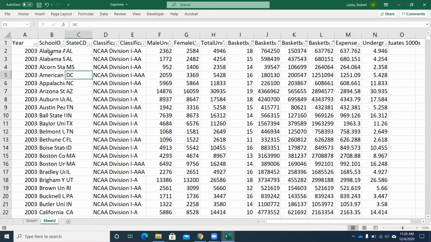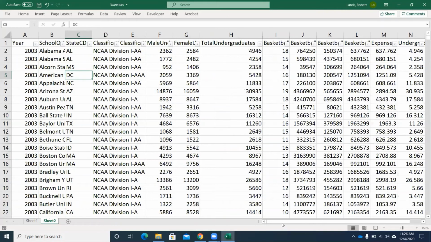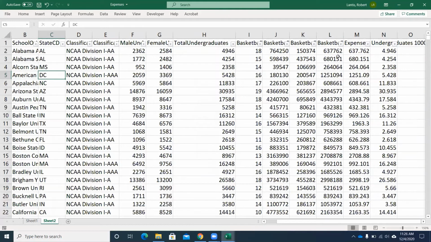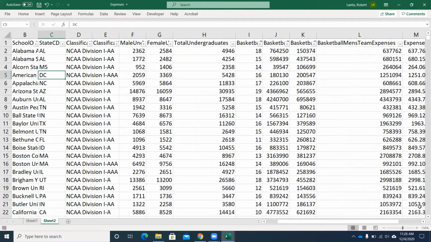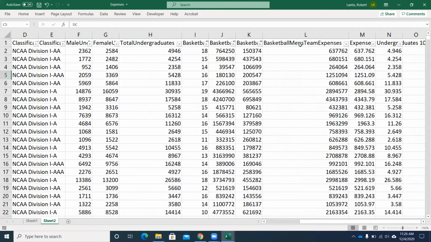Basically this was information on different schools, different universities, their total number of undergraduates. And the other variable I'm going to be interested in now is their team's basketball expenses. So last class we worked through an example where we said, potentially, success in NCAA basketball could increase the total number of applicants, which would subsequently increase total number of undergraduates.